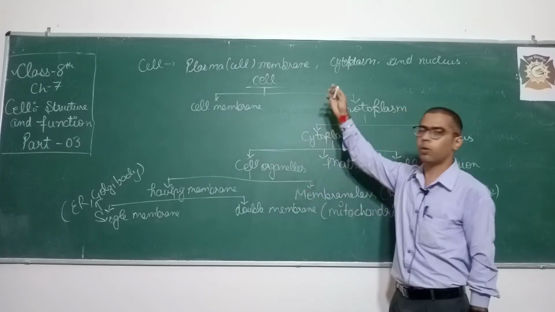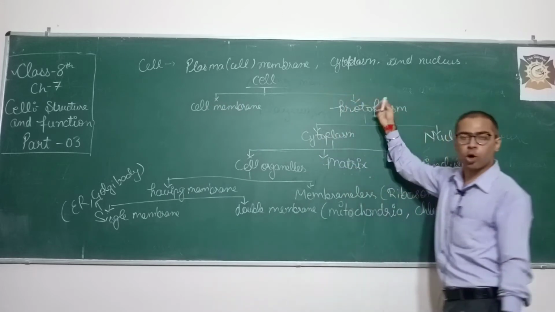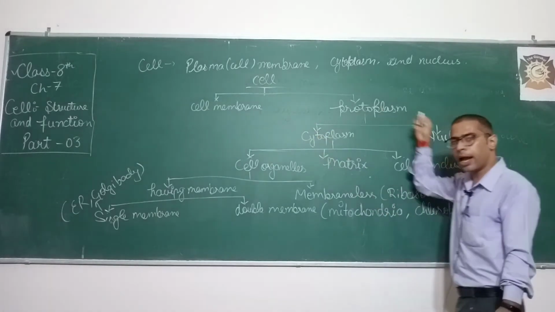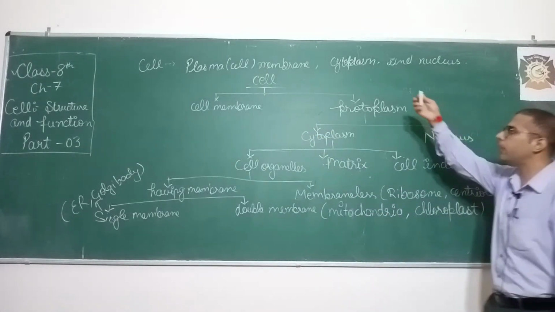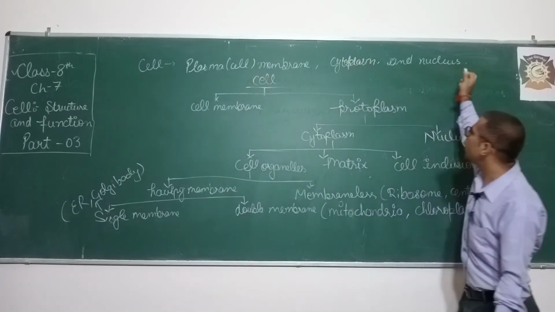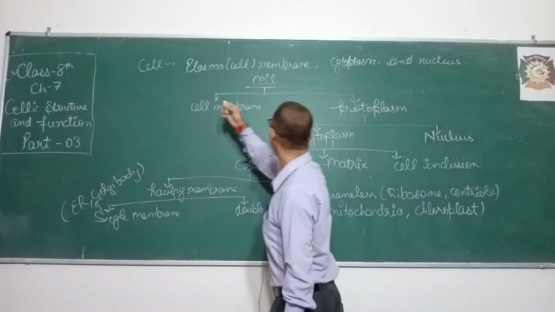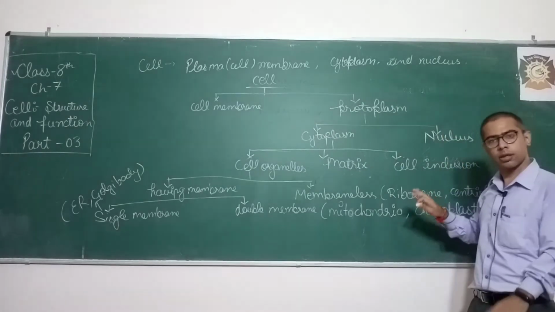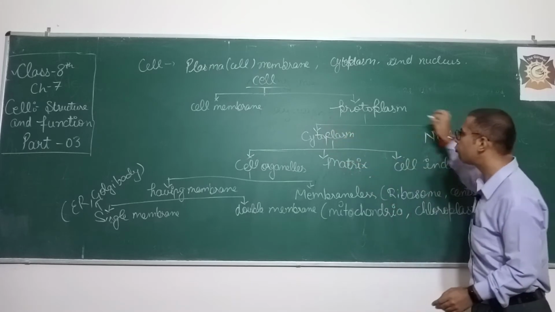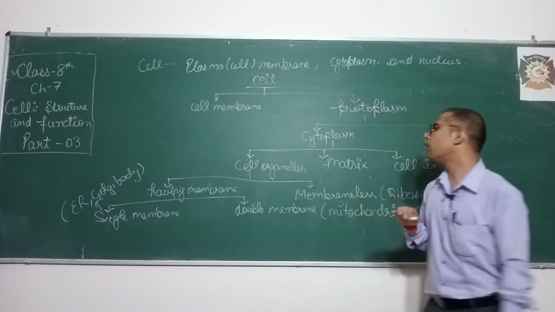What is a cell? A cell is divided into two main parts: cell membrane and protoplasm. Protoplasm is divided into two main parts: cytoplasm and nucleus, which we studied already. A cell consists of three main parts: plasma membrane, cytoplasm and nucleus. So here we are writing the same thing. Understood? This cytoplasm and nucleus combine together and form protoplasm. Now cytoplasm divides into three main types.